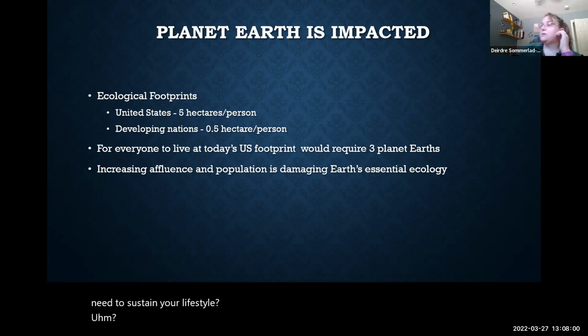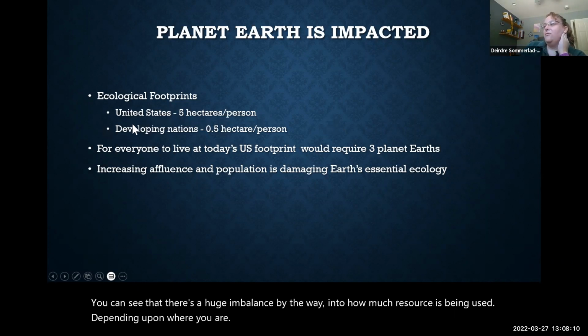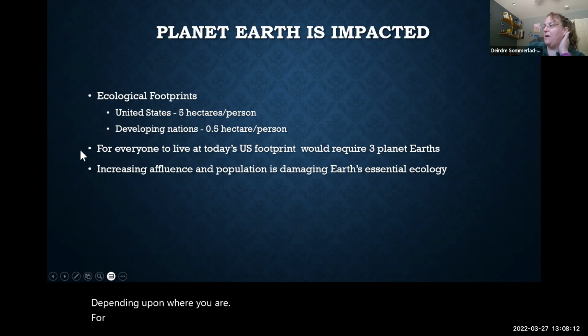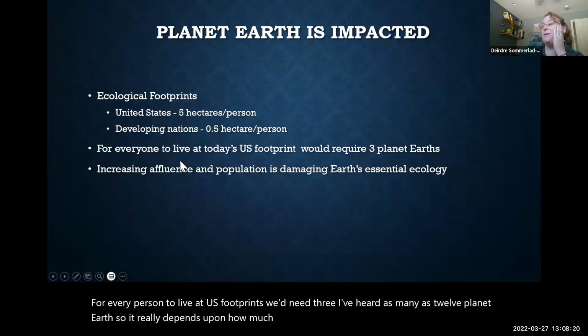You can see that there's a huge imbalance, by the way, in how much resource is being used depending upon where you are. For every person to live at US footprints, we'd need 3, I've heard as many as 12 planet Earths. So it really depends upon how much consumption you're doing.